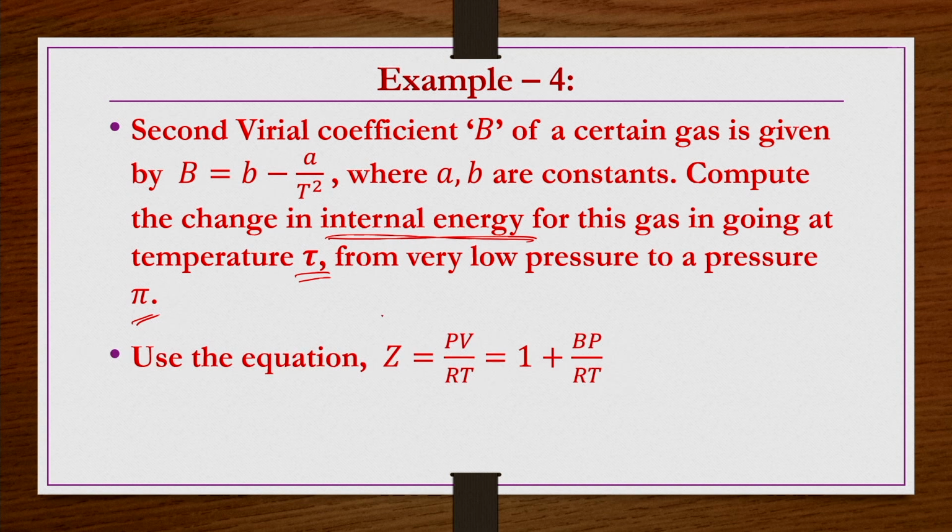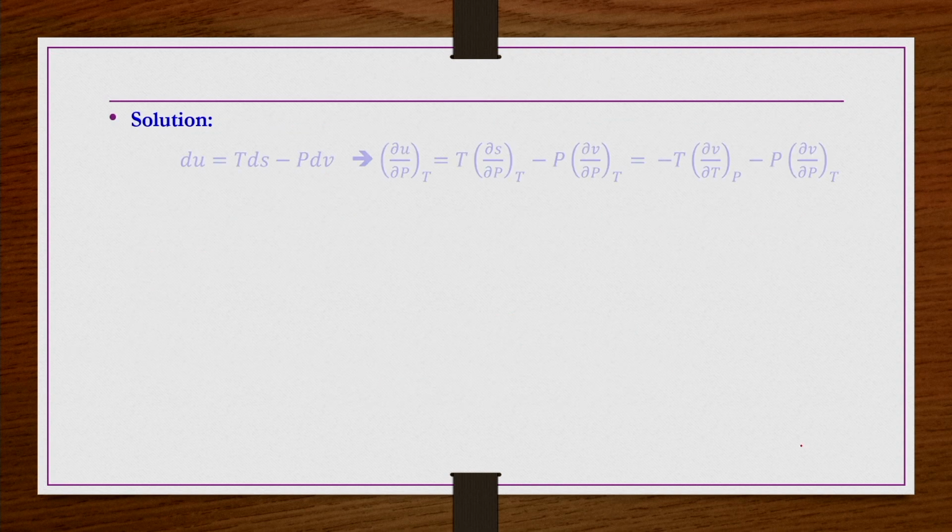Okay. This virial equation is given, Z equals PV by RT equals 1 plus BP by RT, which is nothing but the virial equation of state. So, this equation we have to make use of. So, we need dU. From here, dU is nothing but TdS minus PdV for a closed system, because here exchange of matter is not mentioned. So, then obviously we can take it as a closed system.